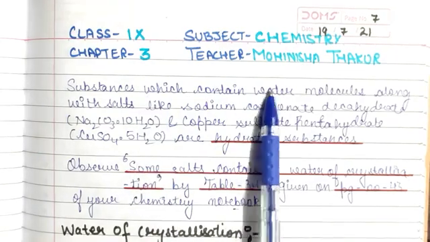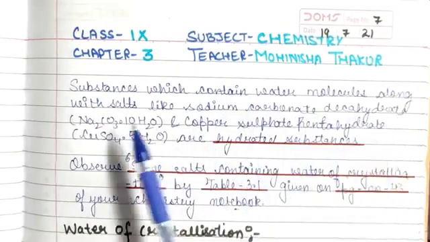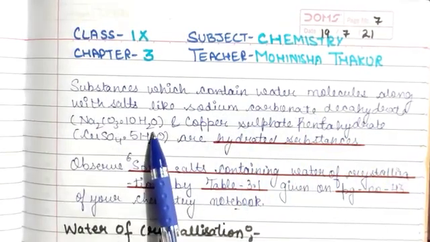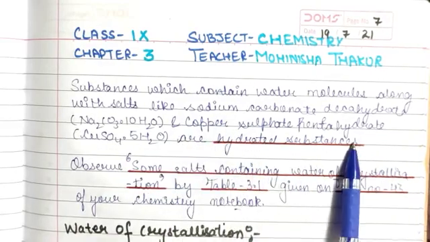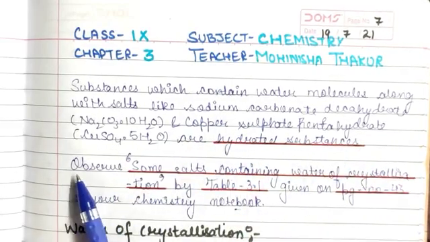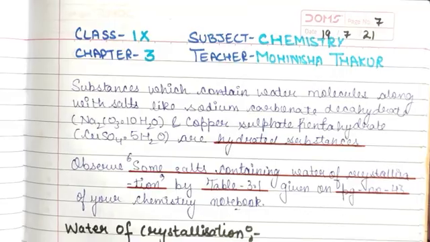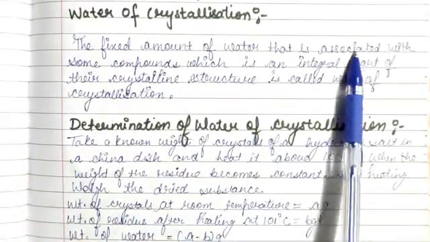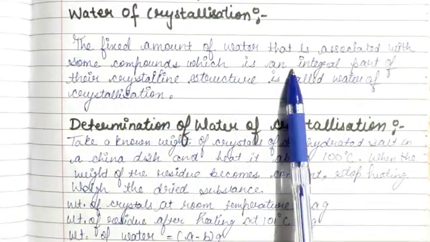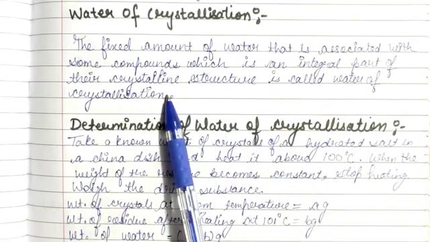Next, we will discuss the topic hydrated and anhydrous substances. Substances which contain water molecules along with salt, like sodium carbonate decahydrate, Na2CO3.10H2O, and copper sulfate pentahydrate, CuSO4.5H2O, are hydrated substances. Students, observe some salts containing water of crystallization in table 3.1 given on page number 43 of your chemistry notebook. Next is water of crystallization. The fixed amount of water that is associated with some compounds, which is an integral part of their crystalline structure, is called water of crystallization.